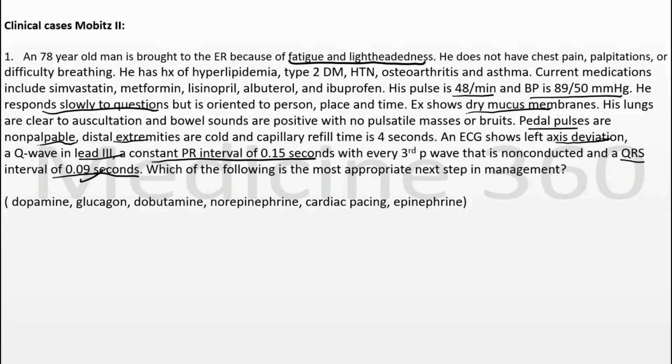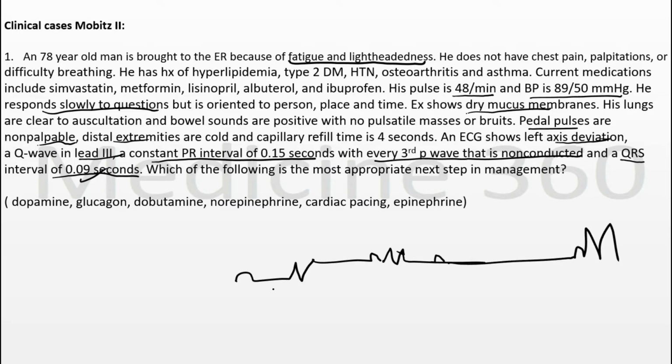Then he said to us that every third P wave is non-conducting. It means that there is the P wave, there is the QRS complex, then again P wave, then the QRS complex, then the third P wave, and there is the pause. He said to us that the PR interval is constant. All the PR intervals are constant and every third beat is non-conducting.